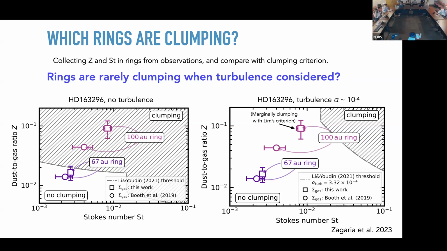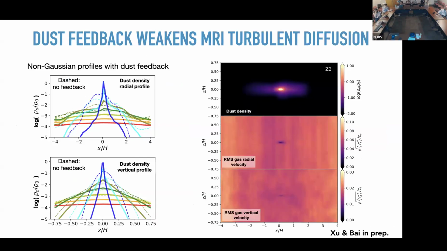So we can see from here that the problem for these rings, of course, is because of the dust-gas ratio, but I think more importantly, it's because these rings generally have much smaller Stokes number than the region where the streaming instability is supposed to be efficient. So I think that is one of the major problems.